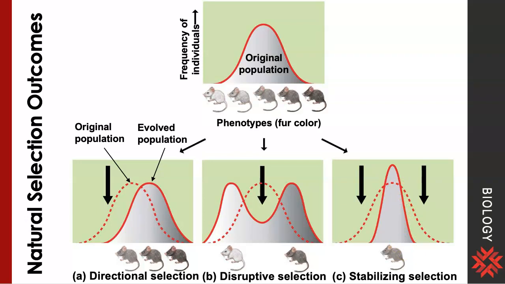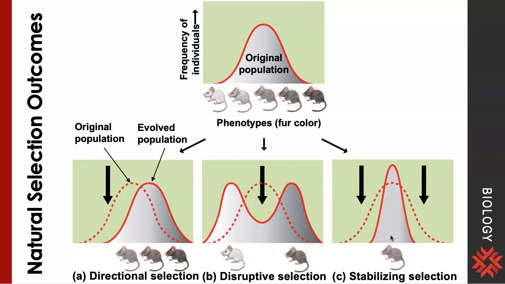Stabilizing selection is actually what keeps human births in check. Most offspring, most children that are born, are typically between 6.5 to 9 pounds. And that's because anything below 6.5, you're going to have a higher mortality rate. Anything above 9, you're going to have a higher mortality rate. There's going to be some there, but the stabilizing selection is going to favor those babies that are within that intermediate birth weight. The intermediate birth weight is going to be the one that has the highest chances of survival.